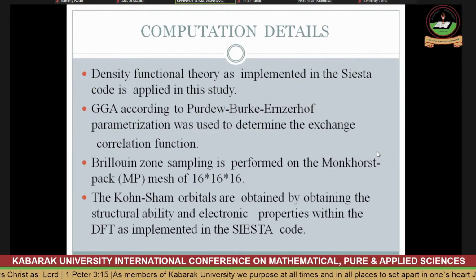We employed the GGA according to the Perdew-Burke-Ernzerhof parameterization, which was used to determine the exchange correlation functional. We also employed the Brillouin zone sampling on the Monkhorst-Pack mesh of 16 by 16 by 16. The Kohn-Sham orbitals were also obtained, giving the structural stability and the electronic properties within the DFT as implemented in the SIESTA code.